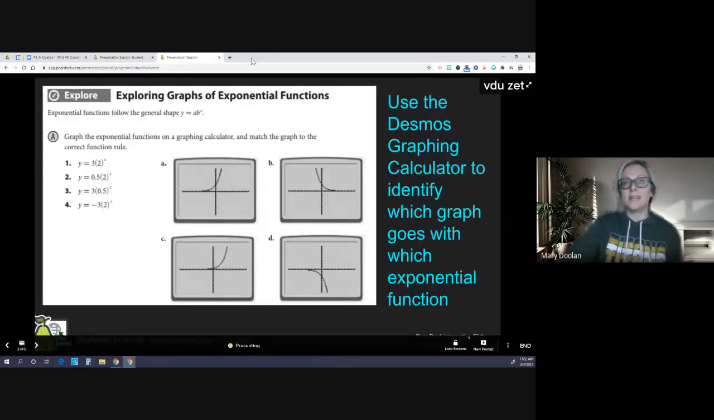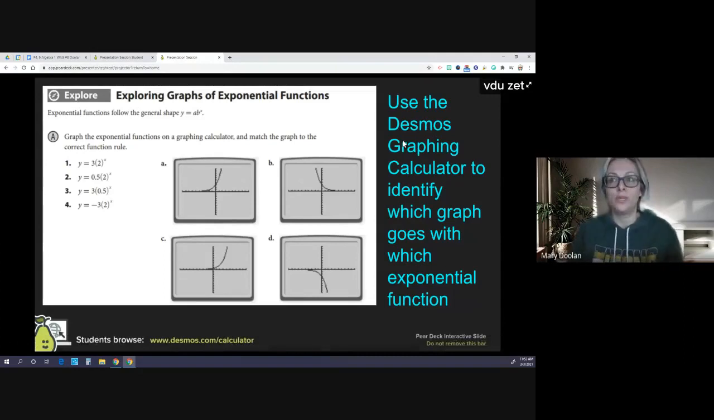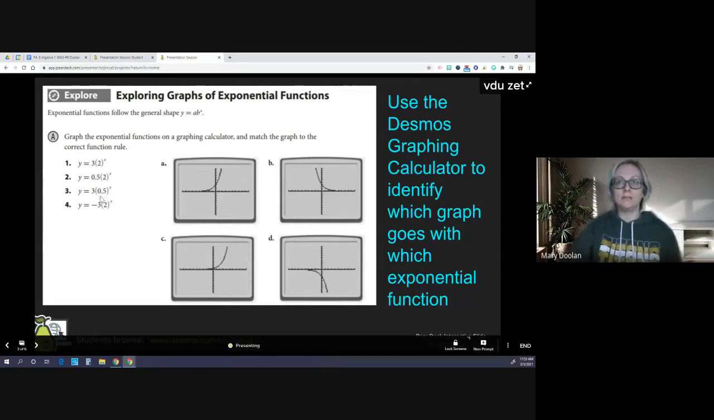So this slide here, this is fun. Here's what we're going to do. We're going to use Desmos, the graphing calculator, to identify which graph goes with which exponential function. So this is like a matching little thing. You can't draw on this slide, but you can use Desmos to type in these 4 equations, and we're going to see what they look like. It's going to be one of these 4 pictures here.